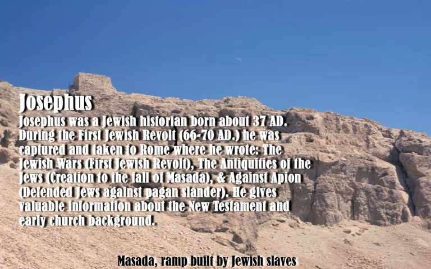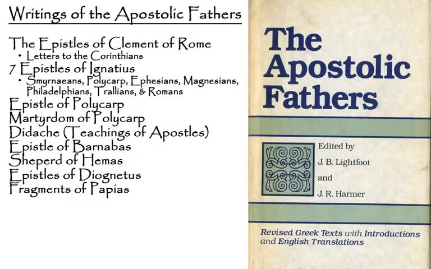A key writer, person at this time, was Josephus. He was a Jewish historian born about 37 AD. During the first Jewish revolt, which was from 66 to 70 AD, he was captured and taken to Rome, where he wrote the Jewish Wars about the first Jewish revolt, the Antiquities of the Jews from the creation to the fall at Masada, and Against Apion, who defended Jews against pagan slander. He gives valuable information about the New Testament and early church background.